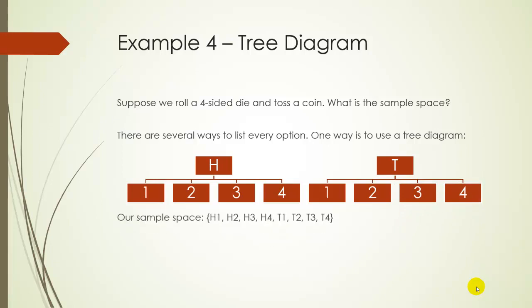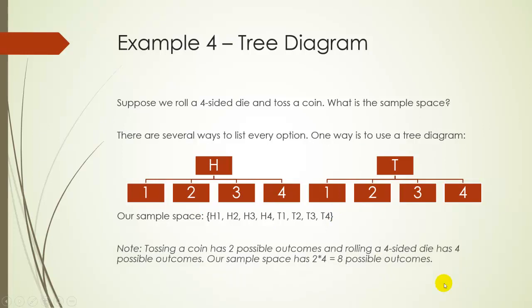So if we want to list our entire sample space, we can get a head and then a 1. Head and then 2, H3, H4, T1, T2, T3, T4. So that is our sample space. One thing to note here is that we had 2 options when we tossed the coin and 4 options when we rolled the die. So 2 times 4 gives you 8, so there's 8 possible outcomes. The question asked us to state our sample space, so we had to list all 8 options, but if I just wanted to know how many options there were, I could just multiply.